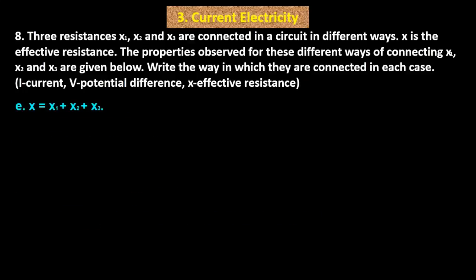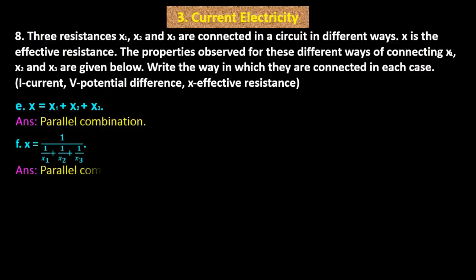E. X is equal to X1 plus X2 plus X3. Answer. Series combination. F. X is equal to 1 divided by (1 upon X1 plus 1 upon X2 plus 1 upon X3). Answer. Parallel combination.